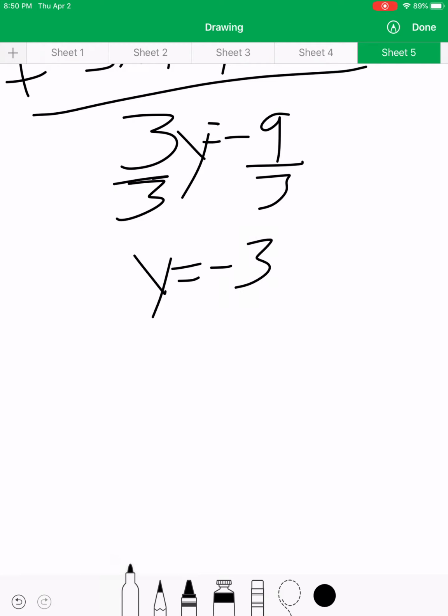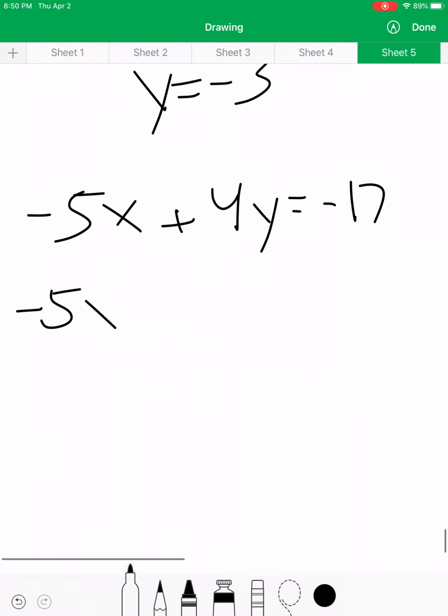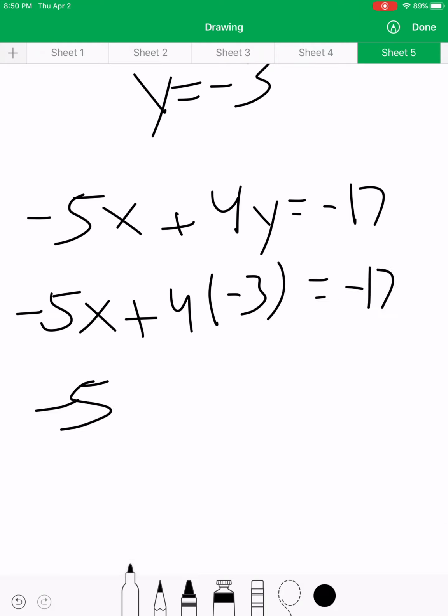I have to take that and plug it in for one of my original equations. I'm going to choose the second equation of negative 5x plus 4y equals negative 17. It doesn't matter which one you choose. Negative 5x plus 4 times, I'm substituting my solution for y, negative 3 equals negative 17. So negative 5x minus 12. It's minus because 4 times negative 3, negative 12 equals negative 17.